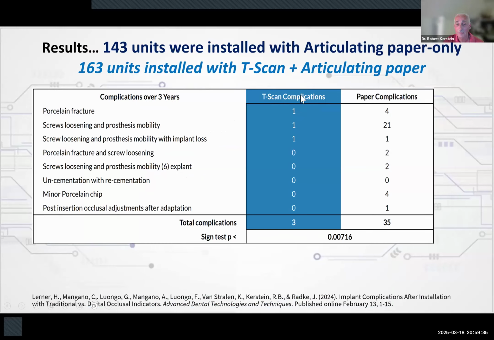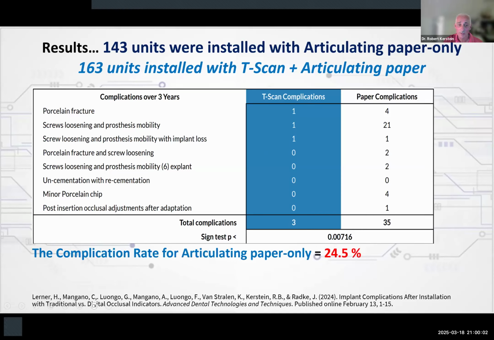And what was found was with T-scan, there were only 3 complications of these 163 units installed with T-scan and articulating paper. Fewer units were installed with articulating paper, and there were 10 times more complications, most of them being screw loosening. And as I showed you, how the center of force moves around the arch, that's why things come unscrewed, right? The forces are torquing the prostheses. So the complication rate for articulating paper only was 1 in 4. The T-scan was less than 2 in 100, right? That's dramatic. That's really dramatic.